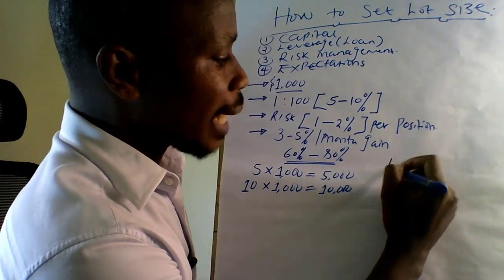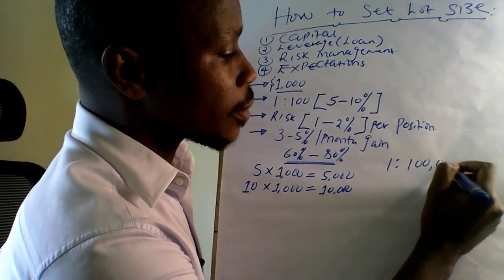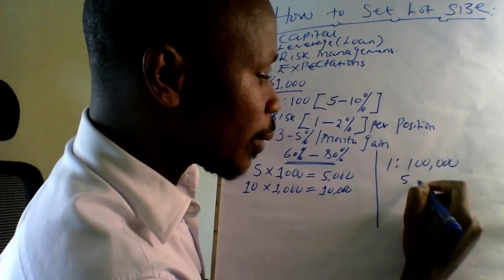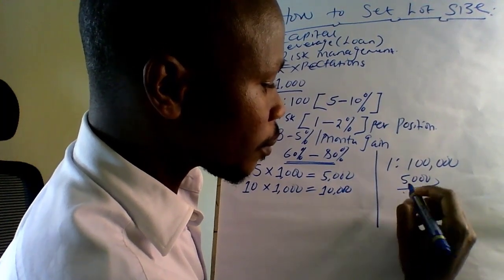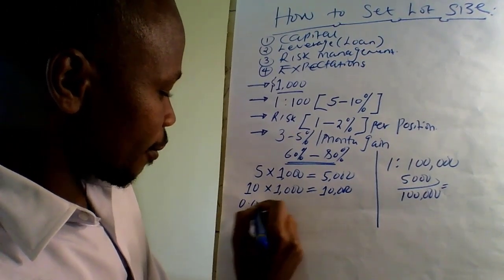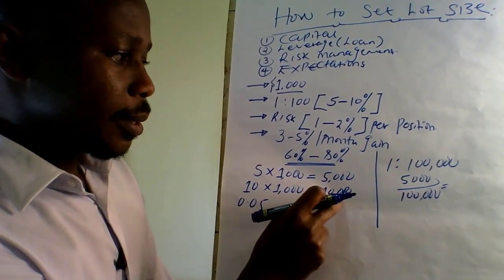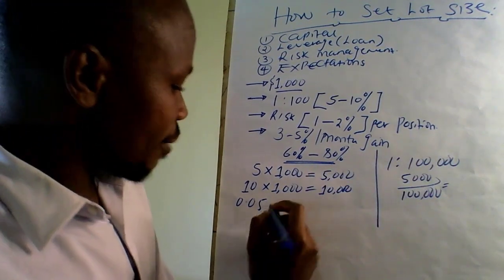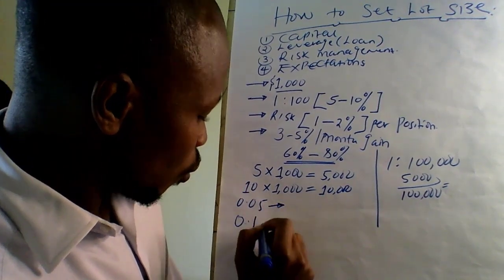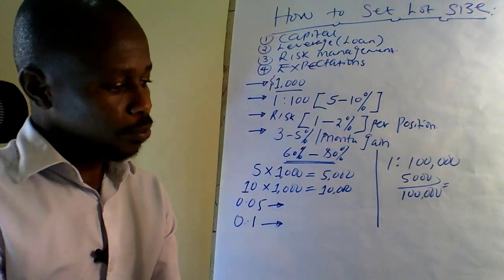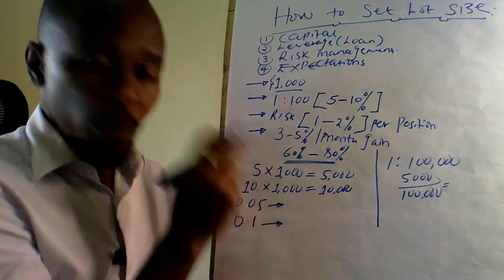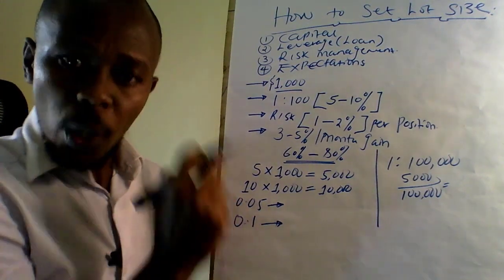Assuming a lot size of 1 is 100,000 units, what does it mean? It means with 5,000 you can trade lot sizes of up to, divide by 100,000, 0.05. If you go for 10,000, 10,000 divided by 100,000 gives you 0.1. So whatever you do with your account, make sure the positions you take don't exceed 0.05 or 0.1.